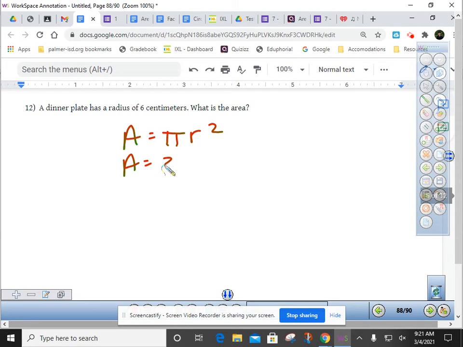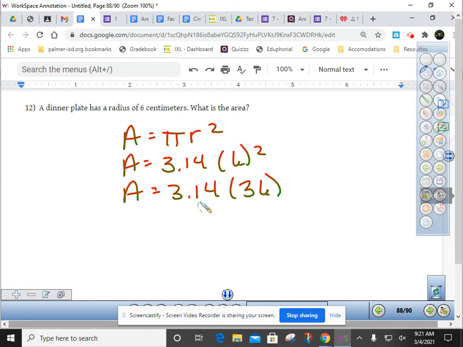Area equals 3.14. What's the radius? 6. 6 squared? So that's 3.14 times 36. What do we know this is going to be close to? 100. What is it? 114. I think it's 113.4.